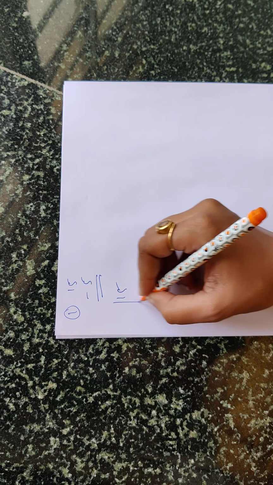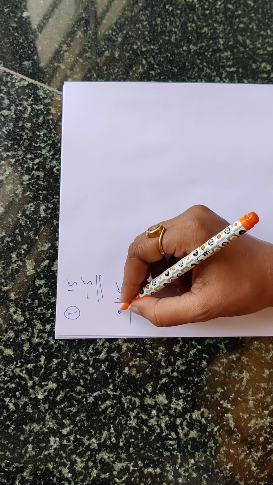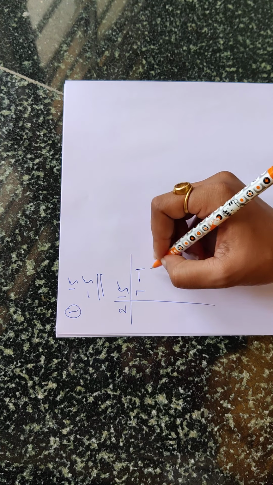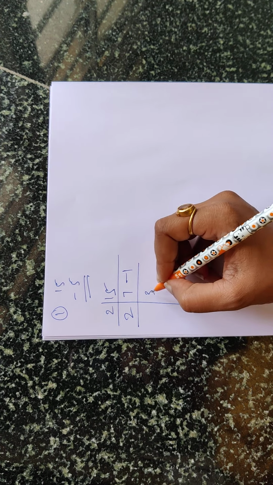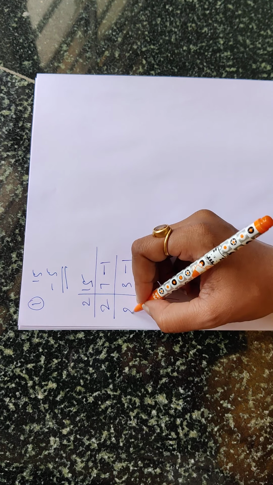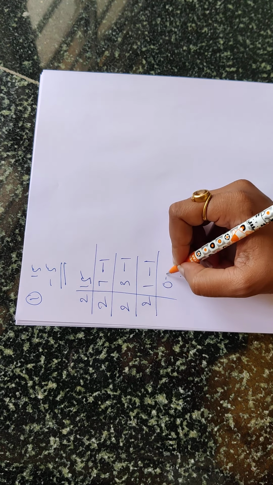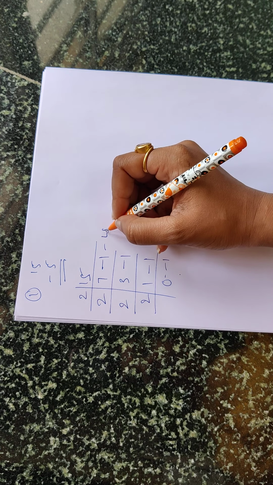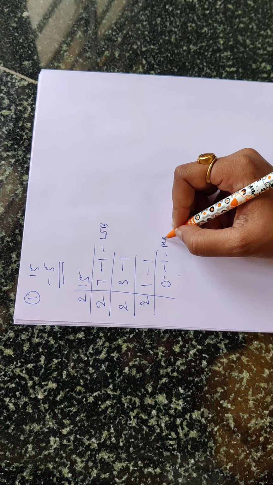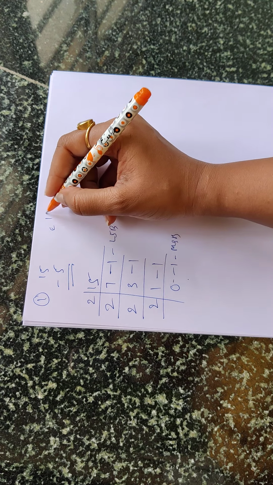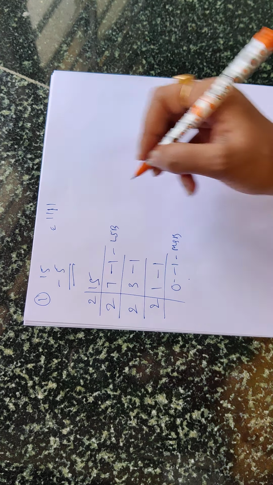So 15, you have to divide by 2. 2 sevens are 14, 1 is the remainder. 2 threes are 6, 1 is the remainder. Then 2 ones are 2, 1 is the remainder. 2 zeros are 0, 1 is the remainder. So this is your LSB, this is your MSB. So the value of 15 is 4 times 1, that is 1111.